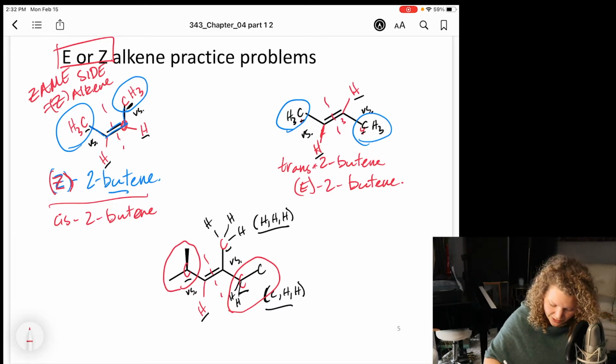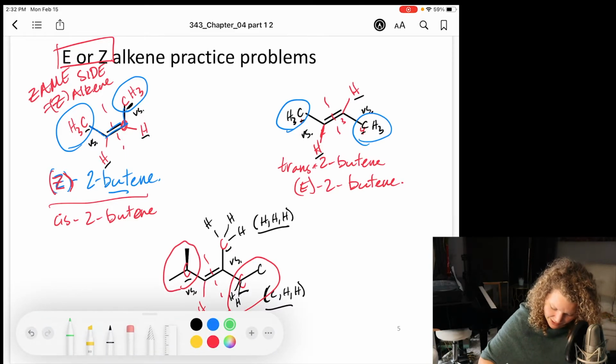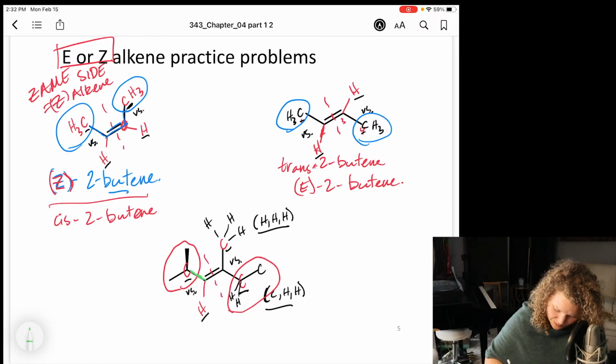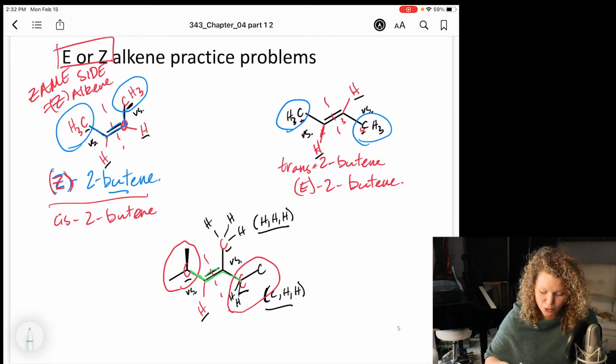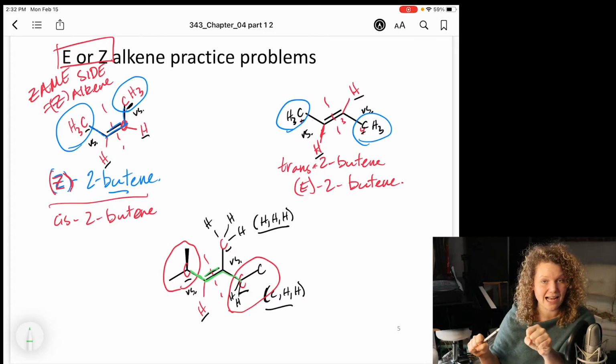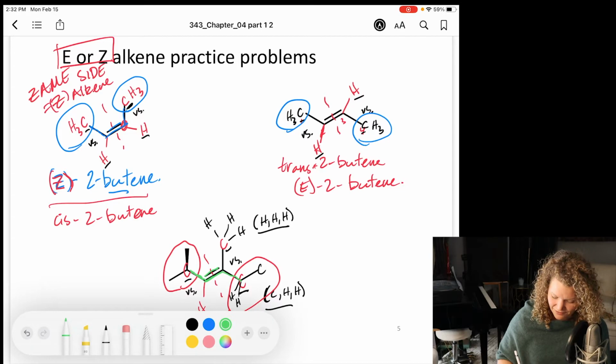The two groups here, as I'm looking at my alkene, here's a bond, here's a bond, here's a bond. I'm looking at this double bond. The two groups I'm looking at are on opposite sides. That means we have an E-alkene. Bingo. Okay.